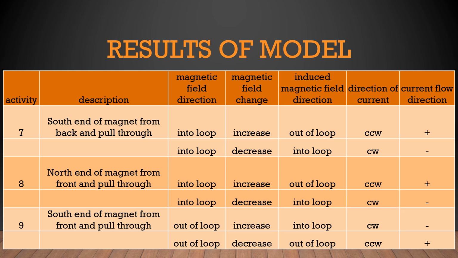And then the ninth and final activity was taking the south end of the magnet from the front, sticking it in and pulling it through, which produced an EMF originally into the loop and then finally out of the loop.